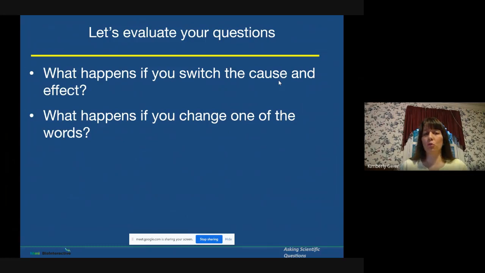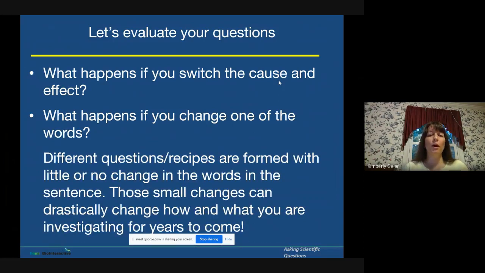What if we changed one of the words? What if I said, does the presence of seagrass impact ocean acidification? So not if the grass grows or not, but just is it there or not? Again, a slightly different research question, and you would approach it differently in your experiment. So, different questions or recipes, investigations are formed if we just change some of the words in our sentence. So, some small changes can drastically change your investigation.